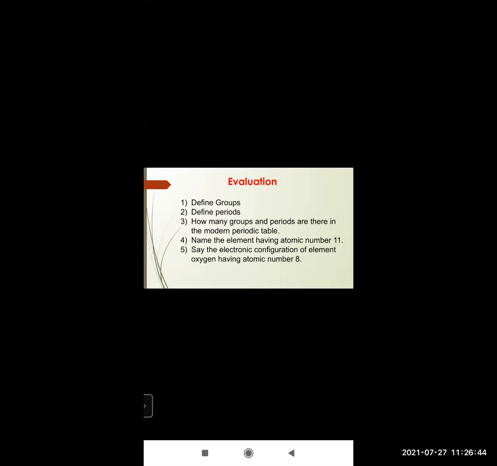Yeah, this is a part of evaluation. You can answer this. Such type of questions can come for the exams. Whatever topic we have seen today, depending on that, we are just evaluating. Now that is the first question. Define groups.